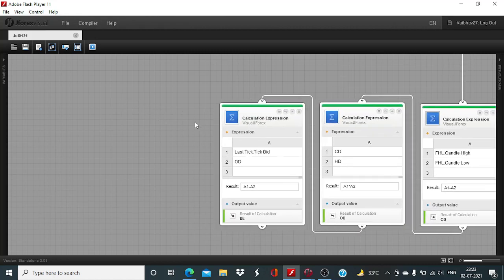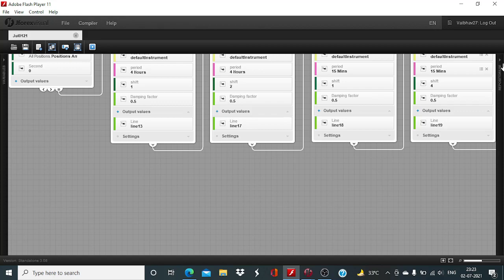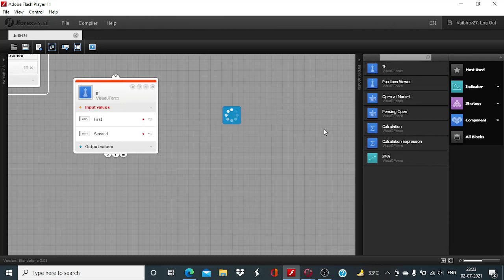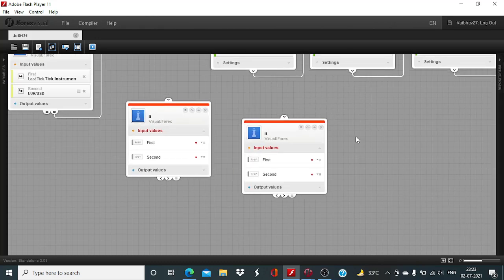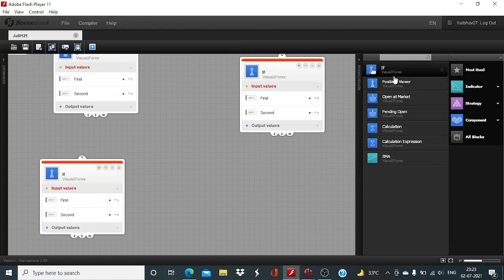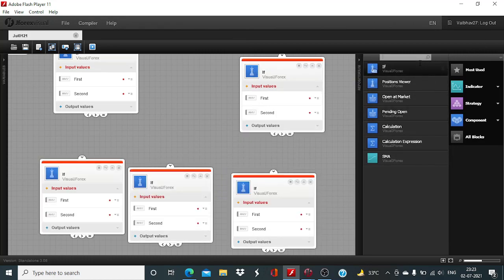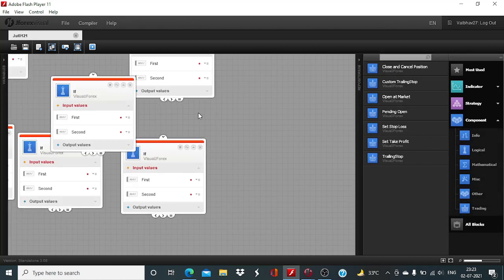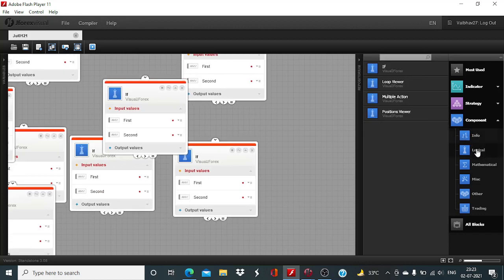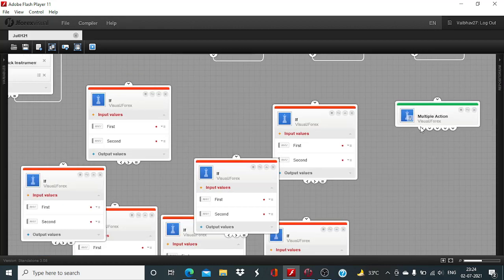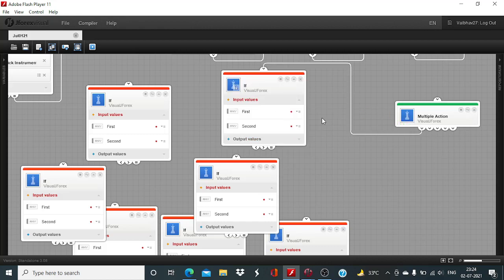Now we will have to start defining the conditions for the execution of the trade using the if blocks. I'm not really sure how many of these will be needed. I think at least 6, 7 I will add straight away. Okay, one multiple action is also going to be needed. I will join it to this block. So this will be our first if block.